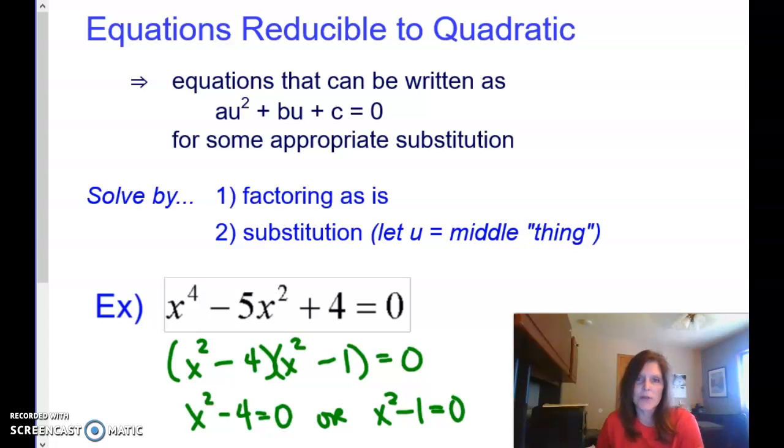There are two ways we can go about solving these, and I am always going to advocate to go for the easiest route. So if you can factor it as it is written, do so. Why would you do extra work? Okay, if you can't, then we'll do some substitution.